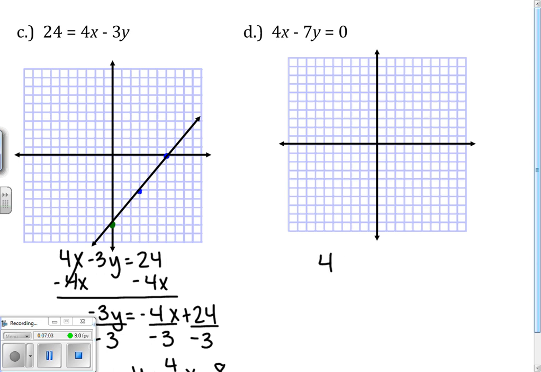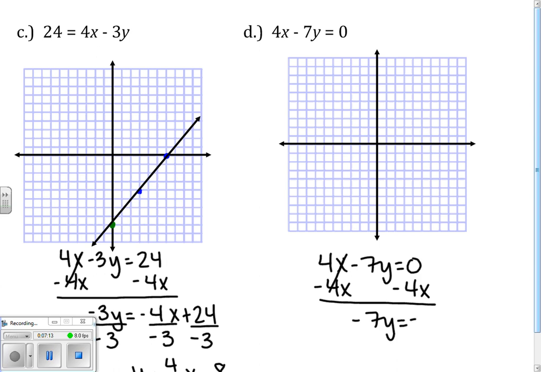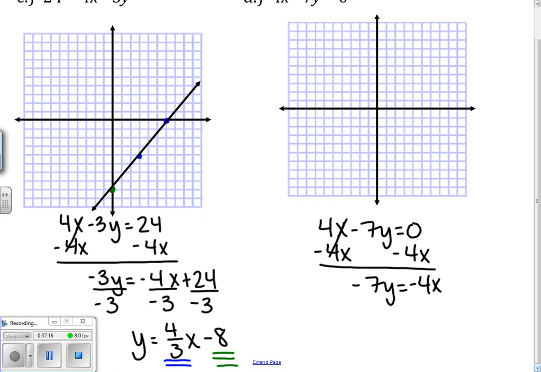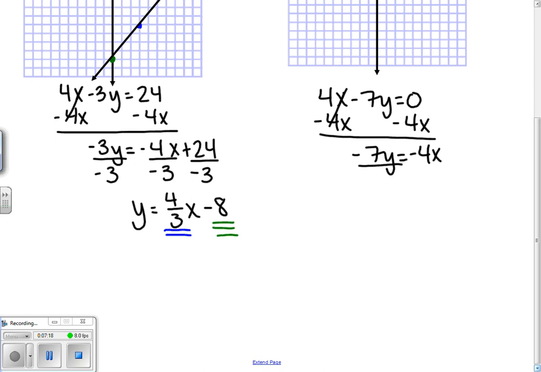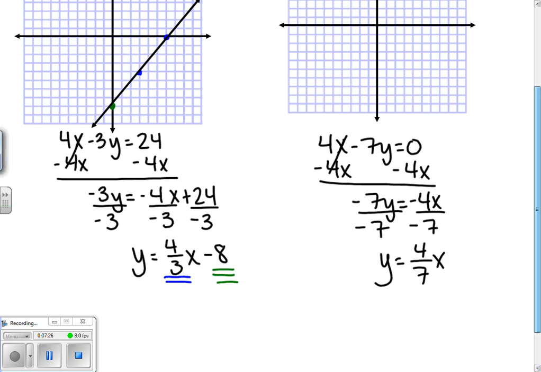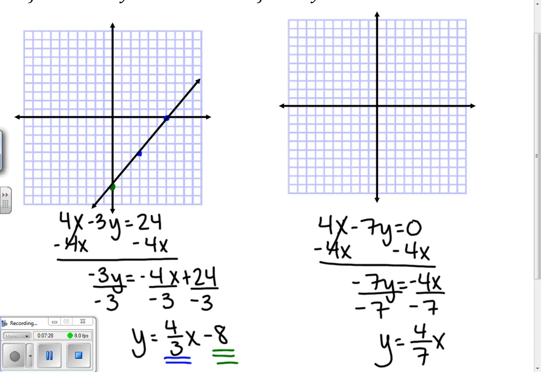Letter D, I'm starting with 4x minus 7y equals 0. So the first step here is to subtract 4x from both sides. Subtracting 4x leaves me with a negative 7y equals negative 4x. And then to get rid of the negative 7, divide both sides by negative 7. I get y equals a positive 4/7 x. And it's positive because I divided a negative and a negative.